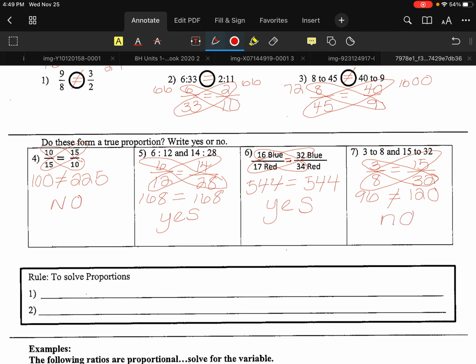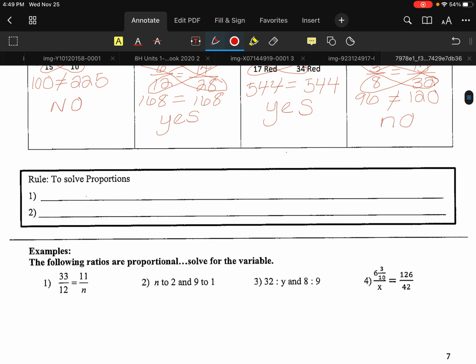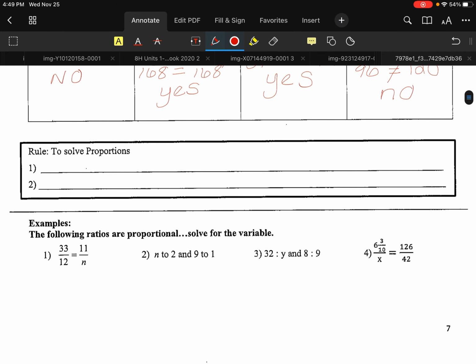So you do need to show why you're saying yes or no, so please make sure you write down what I have showing why yes or no is the answer. So the rule, to solve proportions, you are going to cross multiply.